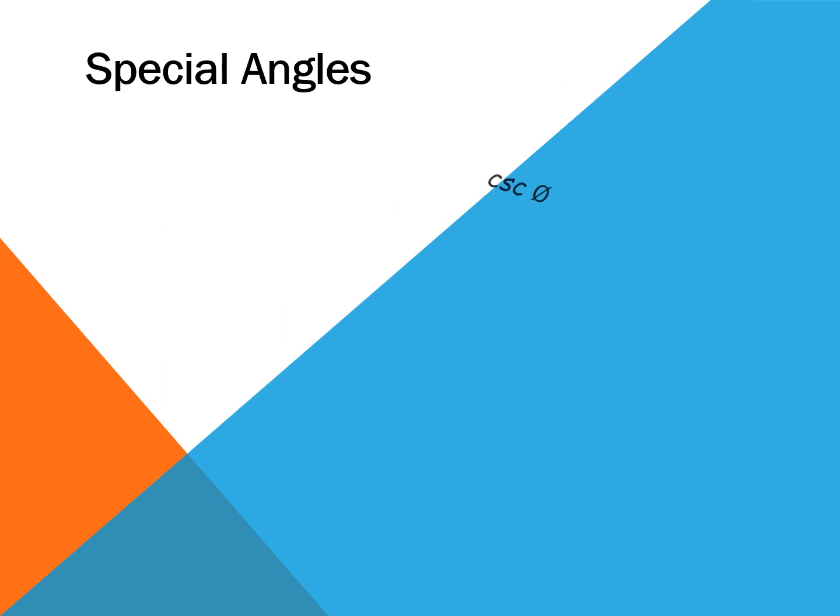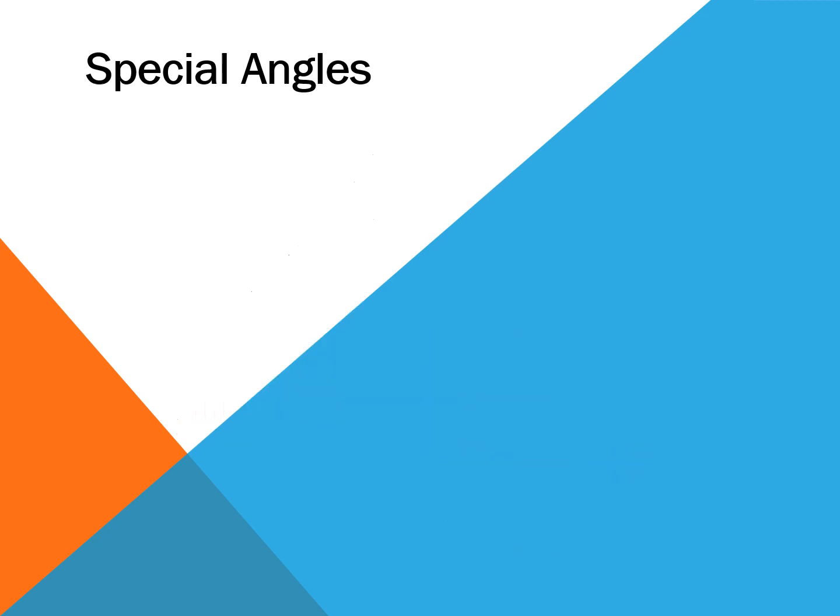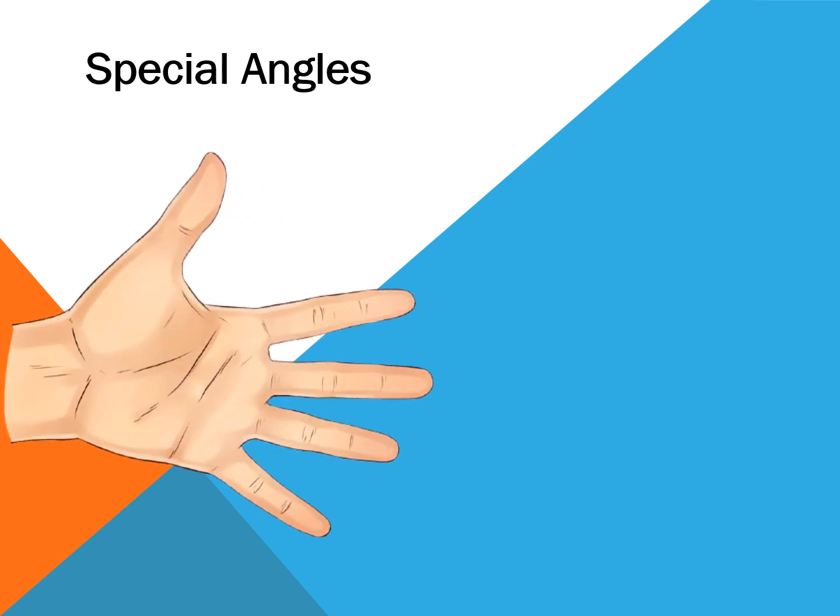Now let us go to cosecant theta. Cosecant theta is equal to 2 over square root of finger below. Using your hand again, 90 degrees is your thumb and 0 degrees is your small finger. Now let us start to get the cosecant of 5 special angles. We will start from 90 degrees. And based on our pattern, cosecant theta is equal to 2 over square root of finger below, and the number of fingers below the arrow is equal to 4.